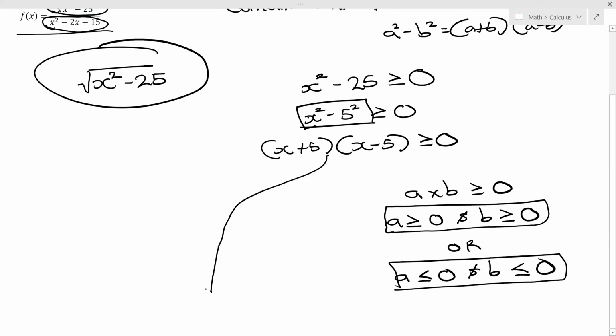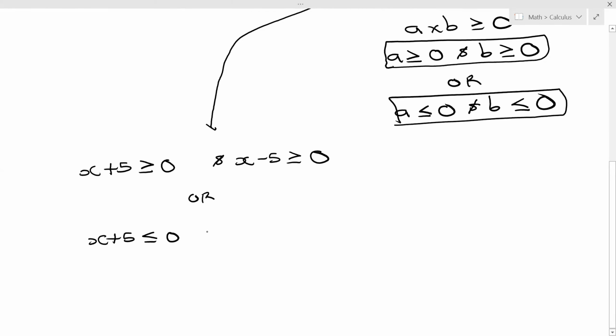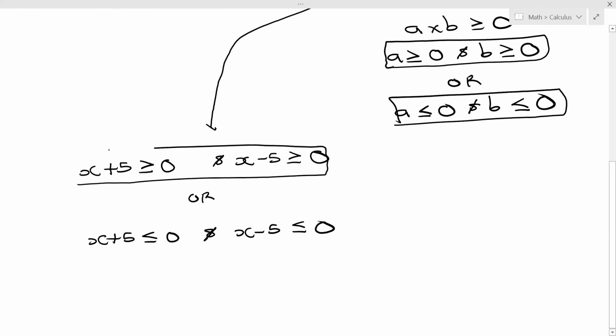So this means that, let me come down here, I can say x plus 5 should be greater than or equal to 0, and x minus 5 should be greater than or equal to 0, or x plus 5 should be less than or equal to 0, and at the same time, x minus 5 should be less than or equal to 0. So let's take them one by one.